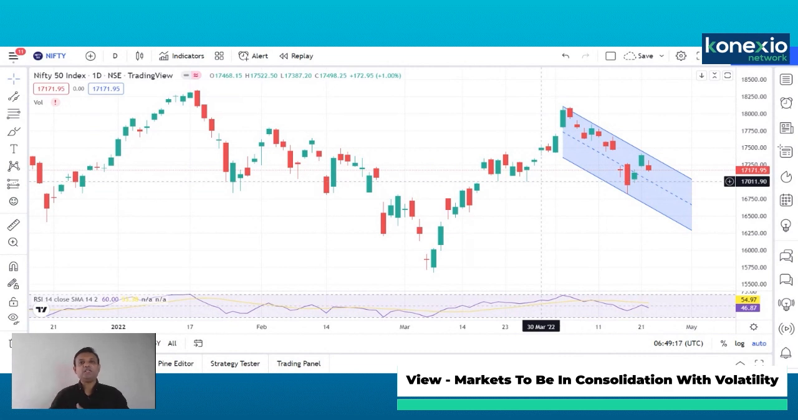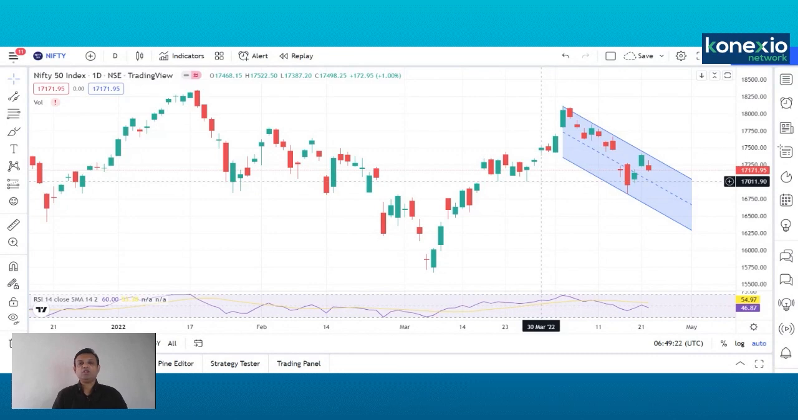But at least for the next week, Nifty might remain under pressure with high volatility, because it is a monthly expiry. So it could be highly volatile for the next week. Now let us come to the important support and resistance levels for the next week in the Nifty.